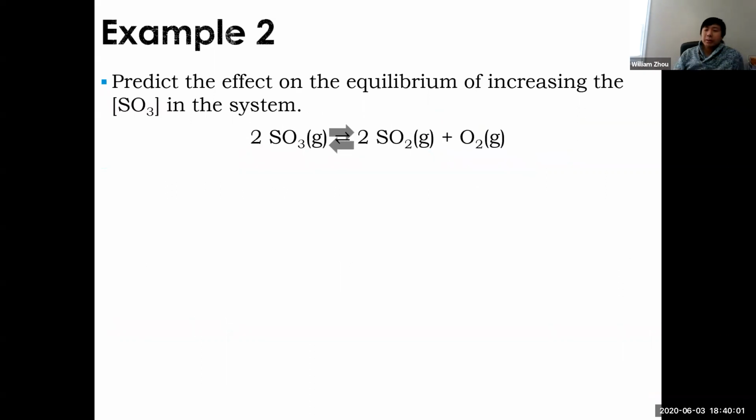All right, cool. Example 2. Sulfur trioxide decomposes to sulfur dioxide and oxygen. All right, so what happens? Predict the effect on the equilibrium if you increase SO3. So you increase this. Equilibrium shifts left, right. Which one?